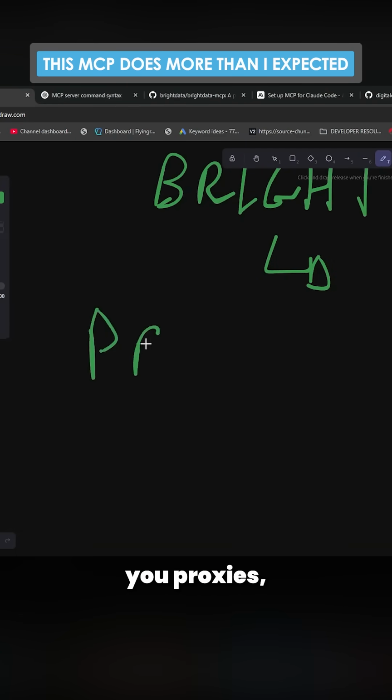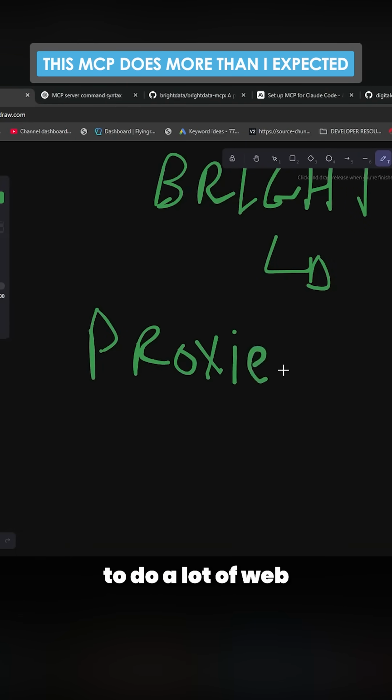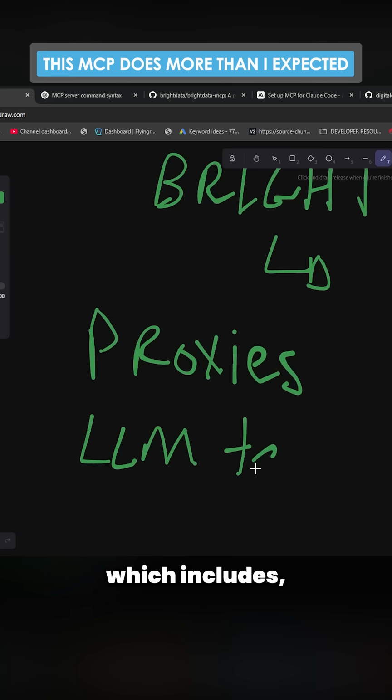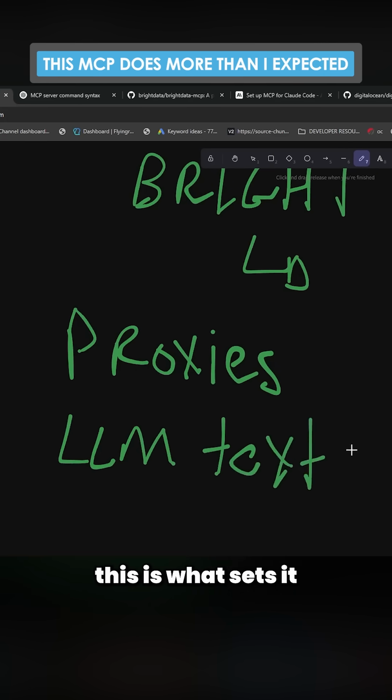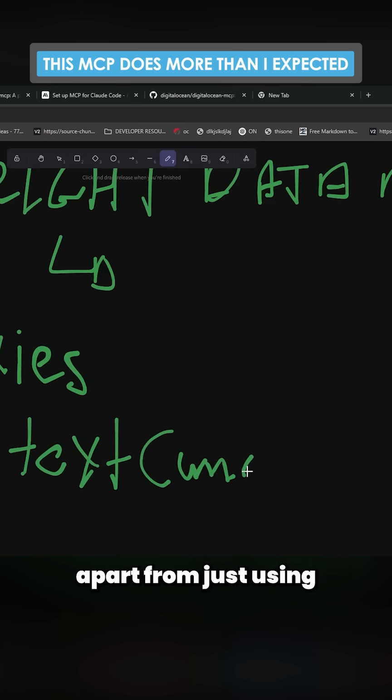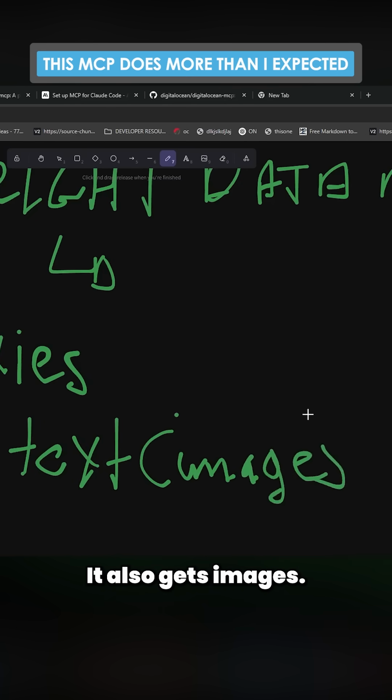First of all, it offers you proxies, which allows you to do a lot of web scraping without worrying about getting your IP banned. The second thing it does is it turns any web page into LLM text, which includes, by the way, and this is the important thing, this is what sets it apart from just using Claude code, for example. It also gets images.